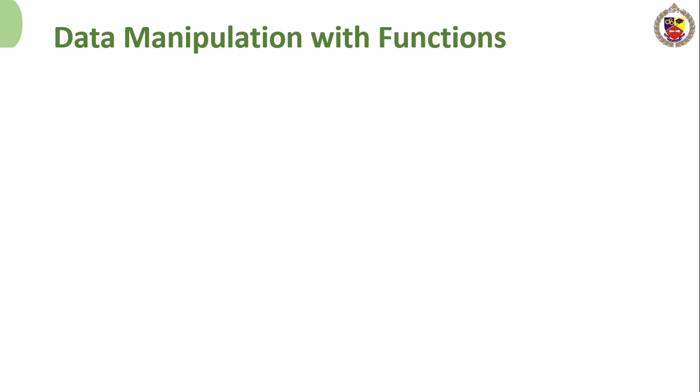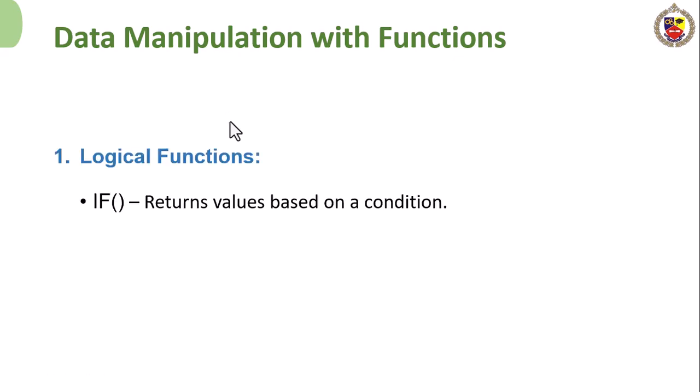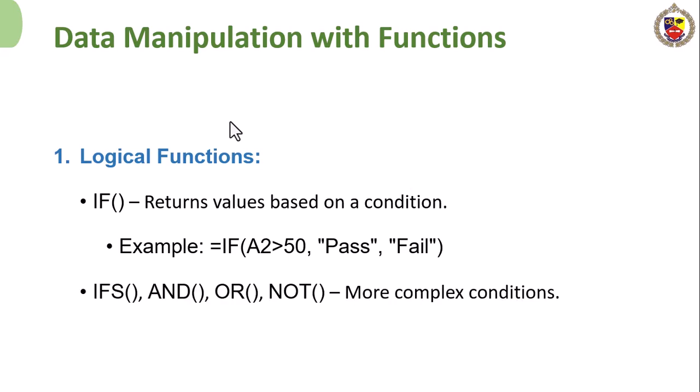Now on data manipulation with functions. Data manipulation with functions in Excel and Google Spreadsheet allows us to transform, analyze, and extract meaningful insight from our raw data set. Two essential functions for data manipulation in Excel and Google Spreadsheet are logical functions and lookup functions. Logical functions like IF, AND, OR help make decisions within data by testing conditions and returning different outcomes depending on whether those conditions are true or false. For example, we can use a formula to highlight students who score above a certain grade or identify overdue tasks. Now, let's see this logical function in practical.